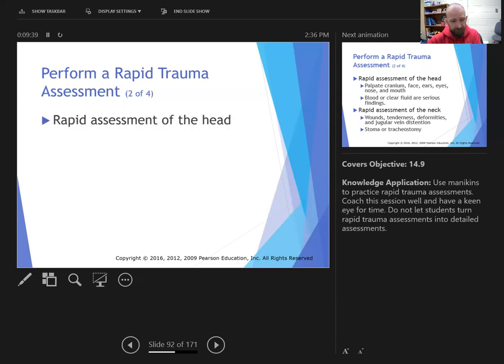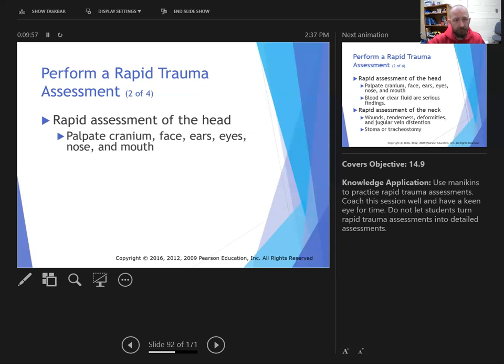So we're going to start at the head with the rapid trauma assessment, and we'll work our way down to the toes. We're going to palpate the whole skull, right? So cranium, face. We're going to look at the eyes, ears, nose, and mouth. We're going to look at all of it.